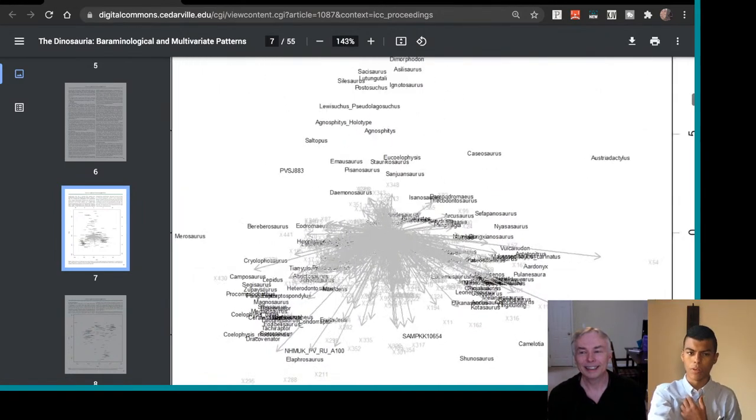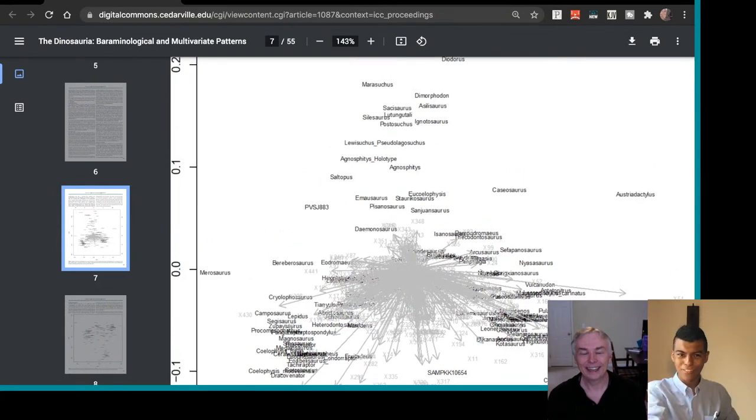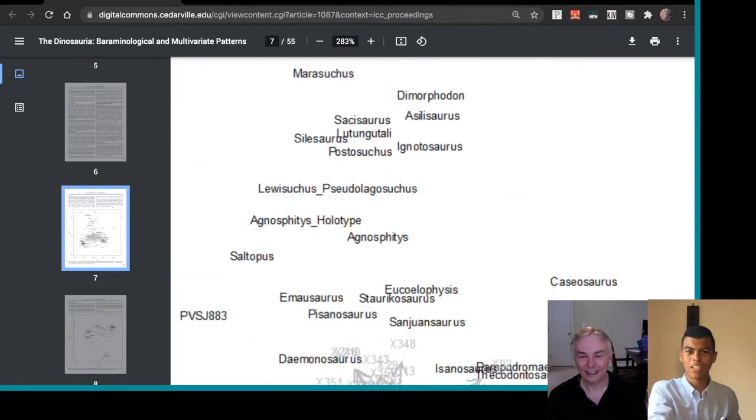So I wanted to ask you, I do see some groups here that are not included in Dinosauria, Dimorphodons up here. Are these like the outgroup taxa over here?